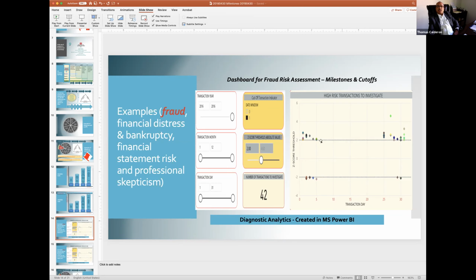And in this situation, I had about 12,000 rows of transactions data. Those were all accounts receivable data. And my interest was trying to use this whole concept of milestones and cutoffs to see which transactions might reflect red flags.